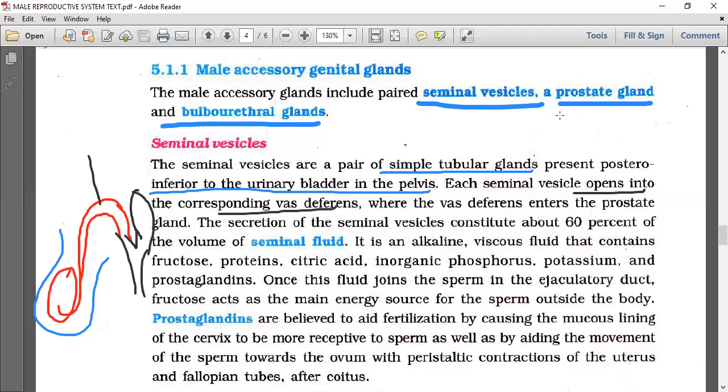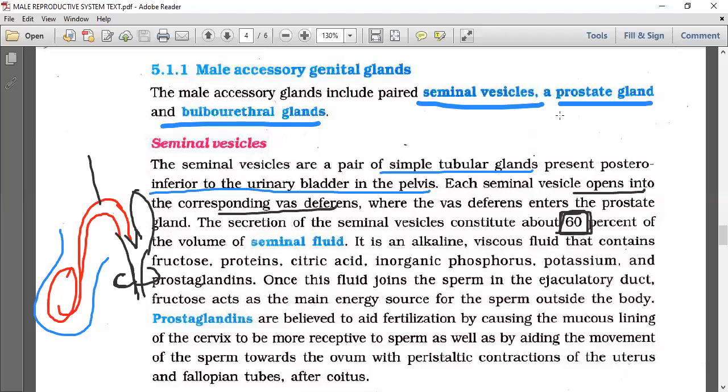This is the vas deferens, where the vas deferens enters the prostate gland. That means the prostate gland also opens here. Then the secretions of the seminal vesicle constitute 60% of the volume of seminal fluid, the semen released along with the sperms during the ejaculation process. Among them, the seminal vesicles themselves contribute 60%.